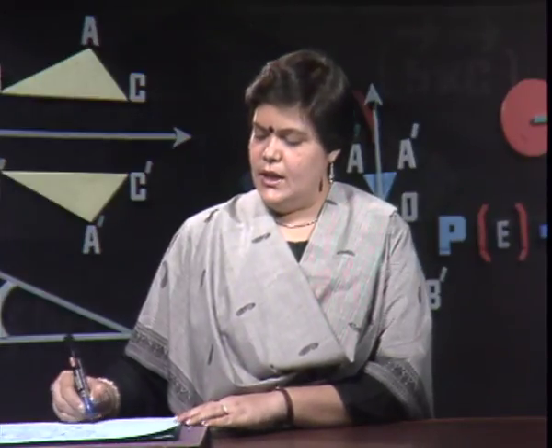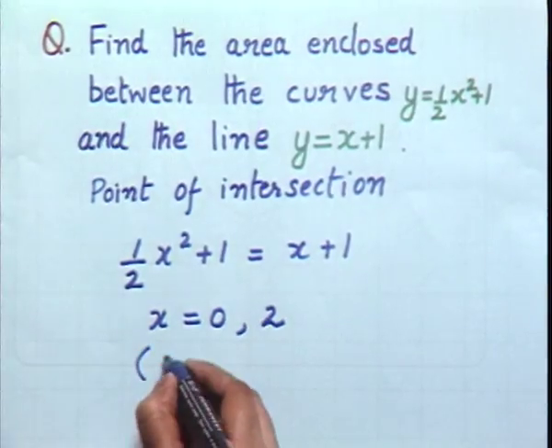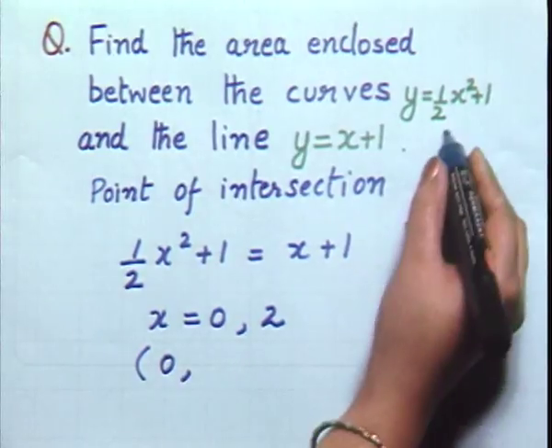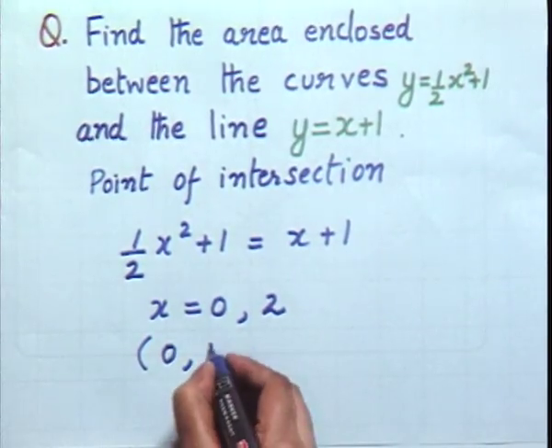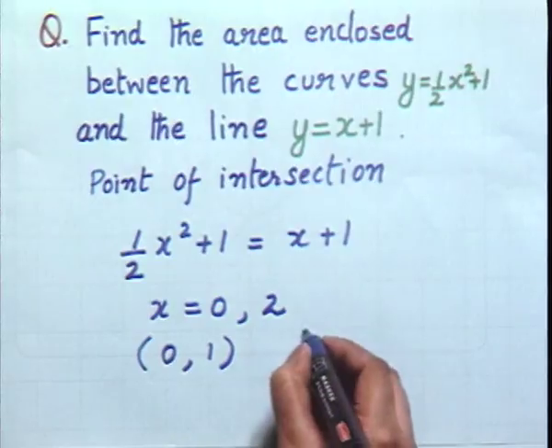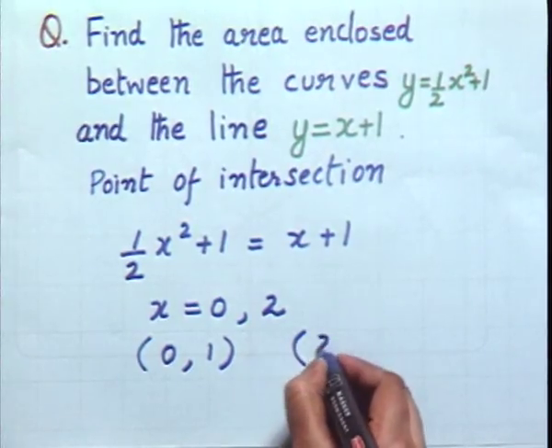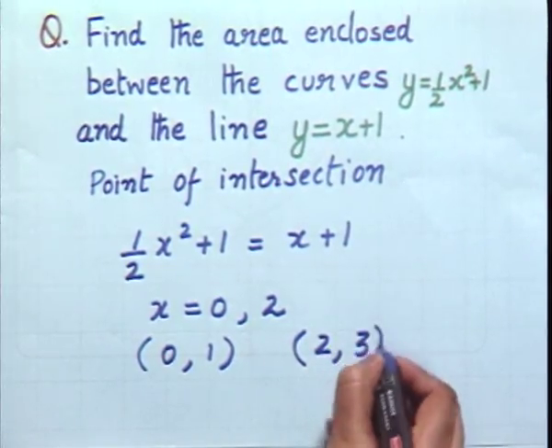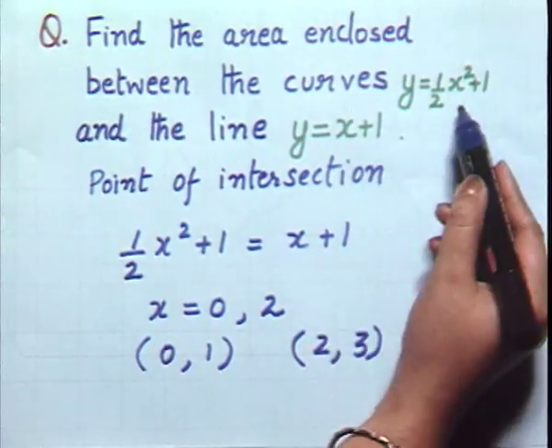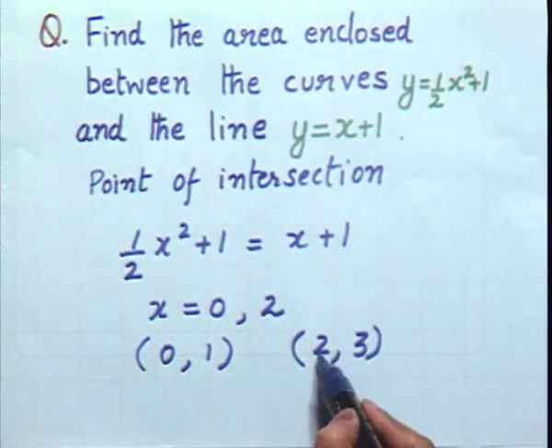And so, we can say that the points of intersection come out as ordered pairs. When you put x is equal to 0, y is equal to 1. When you put x is equal to 2, y is equal to 3. So, the common points between the two curves are (0, 1) and (2, 3). They are the points which are going to give you the shape of the curves as well as the region to be plotted.